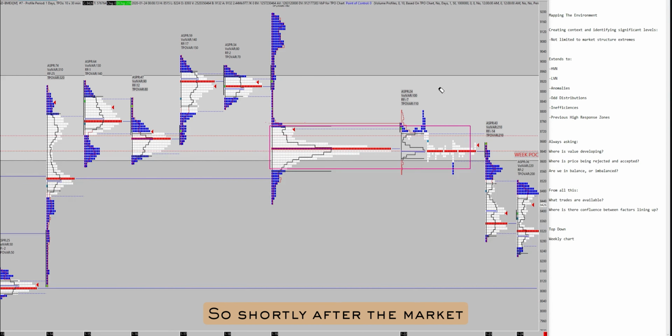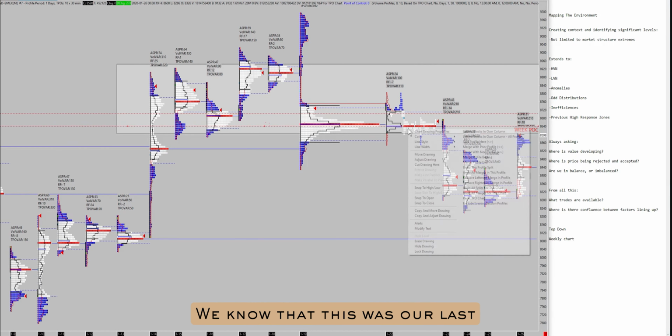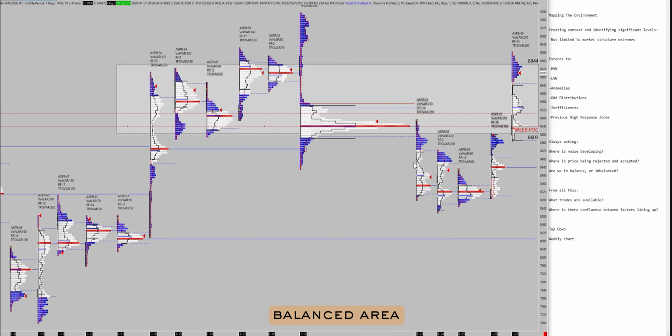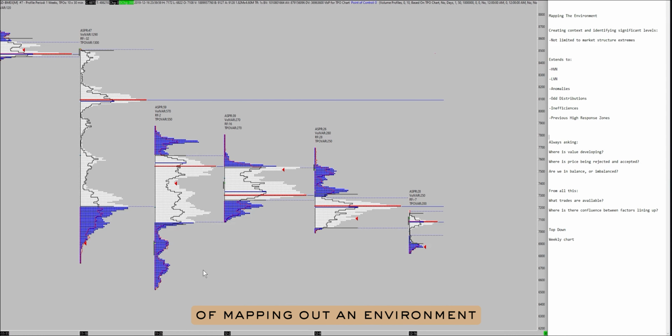Okay, so shortly after the market actually breaks down from this level. All right, so the market breaks down from this level. We know that this was our last balance area. So this opens up the potential for new contextual levels to set up. So let's do one more example of mapping out an environment to point out some of the more significant levels, how we would go about mapping out the environment.